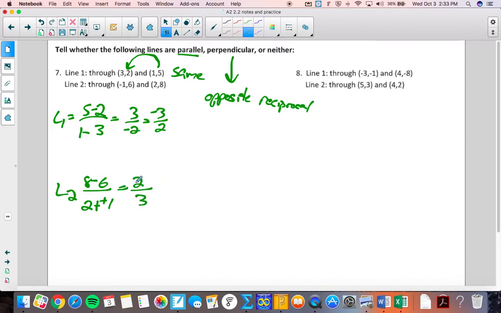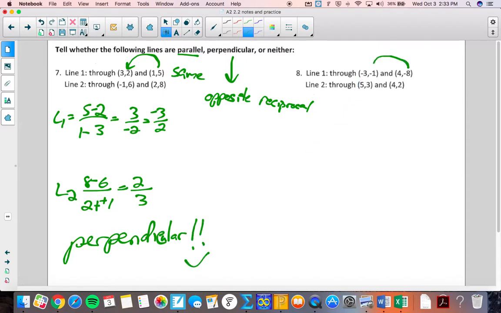Notice this is a negative slope, that's a positive. Notice the 3 is on top, now the 3 is on the bottom, 2 is on the bottom, 2 is on the top. They are reciprocals, and one is positive and one is negative. So these lines are perpendicular. I think that's exciting, so I'm going to put an exclamation point with it.